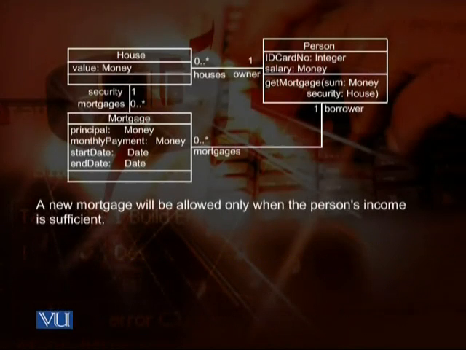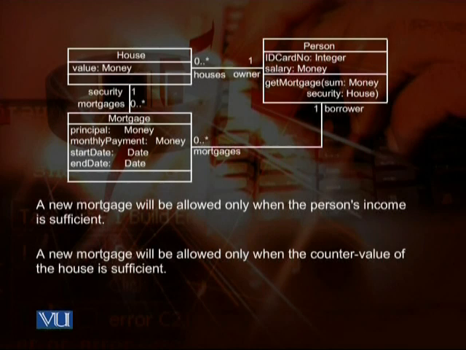The fourth constraint is, a new mortgage will be allowed only when the person's income is sufficient. Fifth constraint is, a new mortgage will be allowed only when the counter value of the house is sufficient. So here we saw that we have once again a very simple model, only 3 classes here, and they are related in association. The person and the house, one-to-many relationship; person and mortgage, one-to-many relationship; and house and mortgage, one-to-many relationship. And there are different kinds of roles that these different classes will play here.